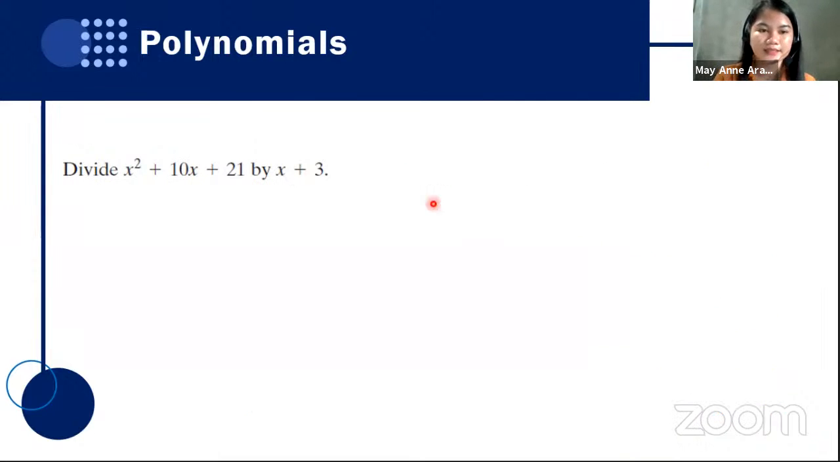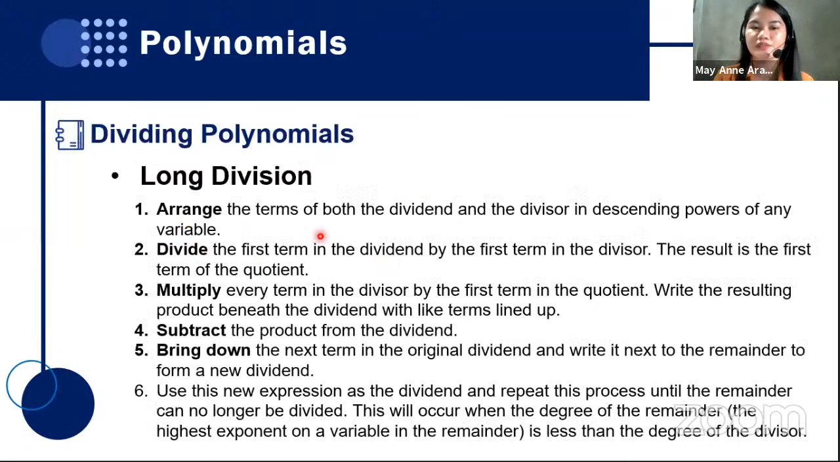Wait lang, balikan natin. So, the first one is to arrange the terms of both the dividend and the divisor in descending powers of any variable. So, pababa lagi yung degrees or yung exponents nila. Then, next, divide the first term of the dividend by the first term of the divisor. So, first term by first term lang ang division dito. And next, di ba, after ng division, multiply. Next, subtract, then bring down, and then repeat.